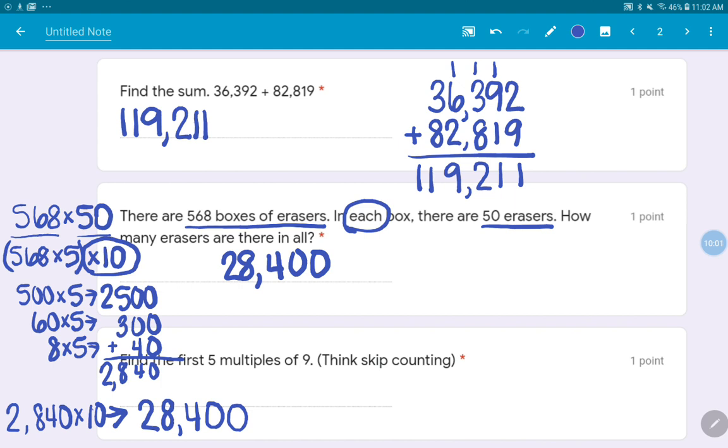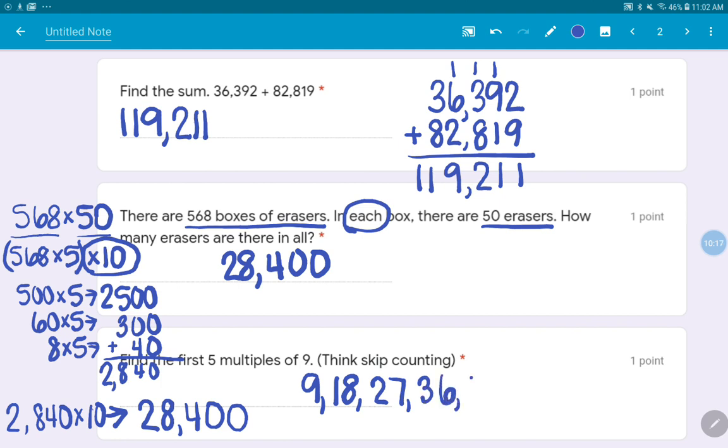All right, the next one tells you to find the first 5 multiples of 9. So we're skip counting by 9s, or finding the numbers that are the products when I multiply by 9. What are those, Amy? 9, 18, 27, 36, and 24.